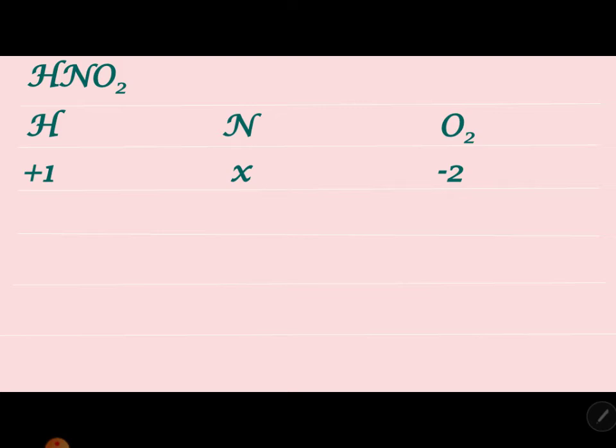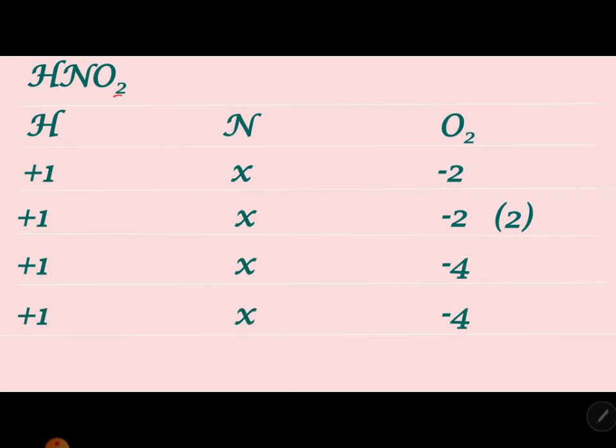In the next step, we will consider these small numbers or subscripts that are given with the elements in the given formula. With hydrogen and nitrogen, there is no subscript, so we will copy their oxidation number as it is in the next slide. With oxygen, the subscript is 2, so we will multiply its oxidation number -2 with 2. When we will solve it, we will get +1 and X for hydrogen and nitrogen respectively and -4 for oxygen.